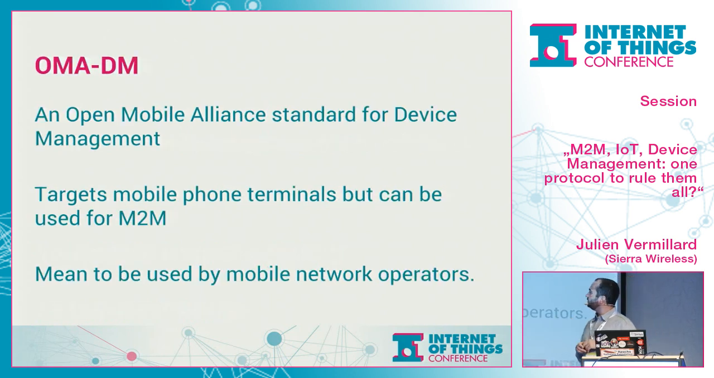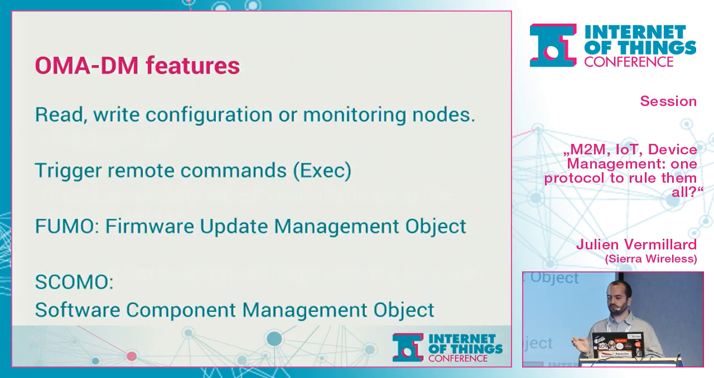You have another standard used today, OMA-DM. OMA-DM is a device management protocol. It's a standard from the Open Mobile Alliance, a consortium of network operators and manufacturers. It's a standard for managing phones, but it can be used for machine to machine. Well, it's not that different to manage IoT hardware and a phone. And the idea of this standard is really for mobile network operators to manage your devices, your phone, and configure it. So the features are reading and writing values, monitoring values, and executing remote commands like a firmware upgrade.